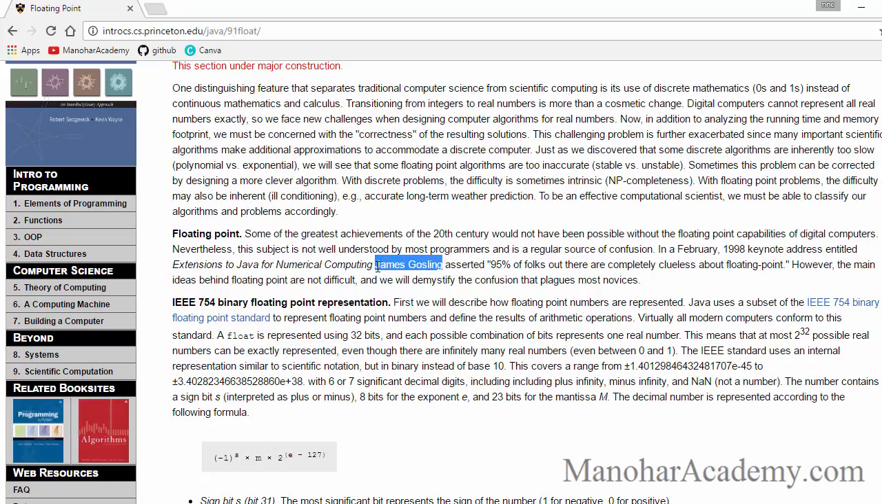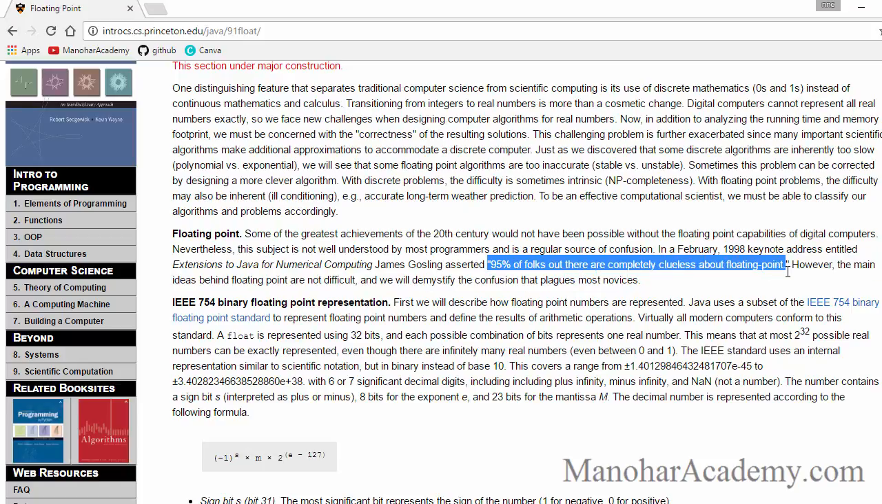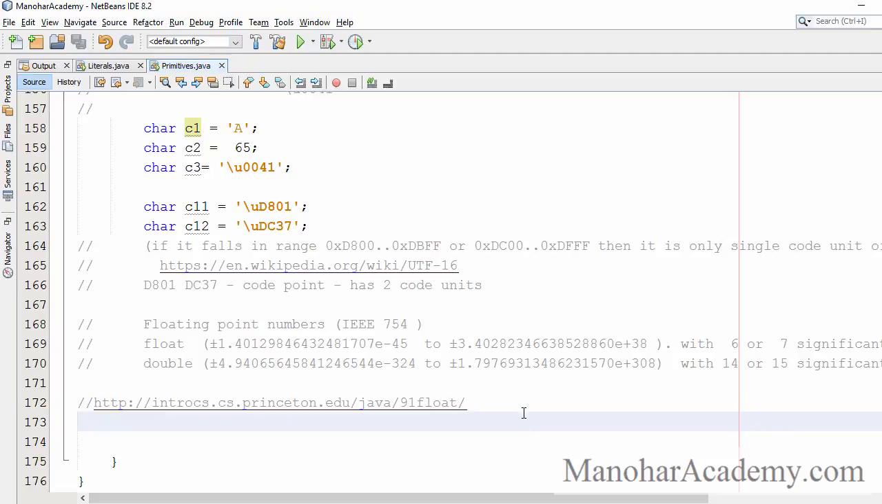James Gosling, he is the one who introduced Java along with his colleagues. He says 95% of folks out there are completely clueless about floating points. So the majority, 95%, is not a small number. So let's try to understand what we can understand about floats. Float is using IEEE 754 encoding to save the floating point numbers.